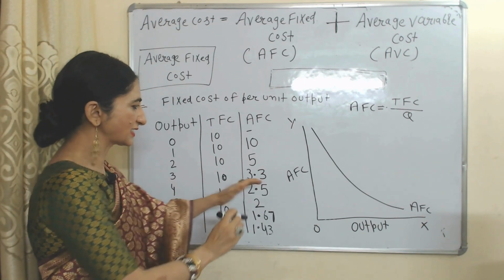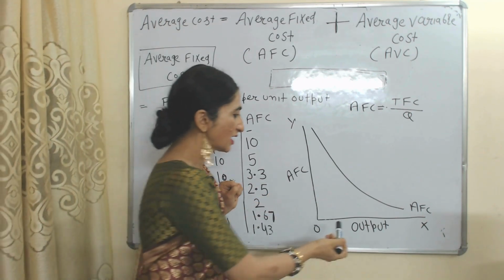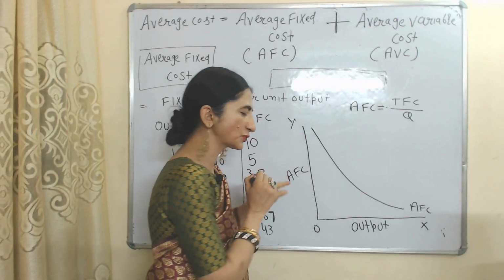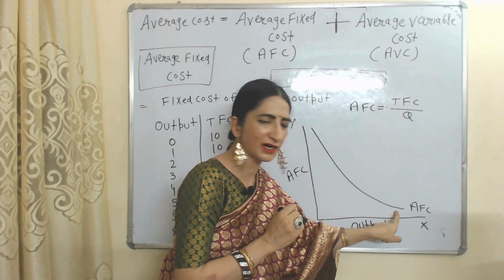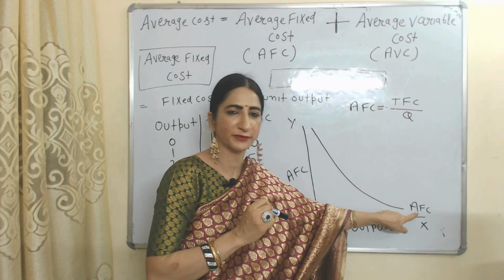If we convert this table into a diagram, we will receive this. On the x-axis we have output, on the y-axis average fixed cost. Here you can see average fixed cost is continuously reducing, and this curve represents average fixed cost.